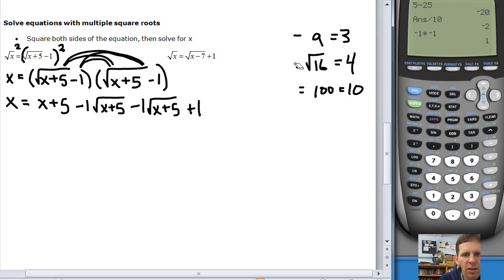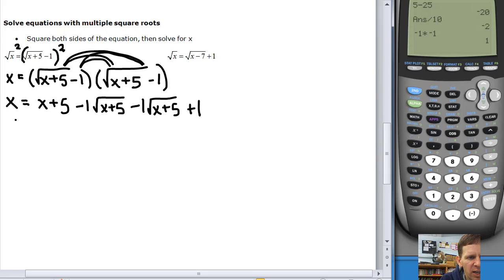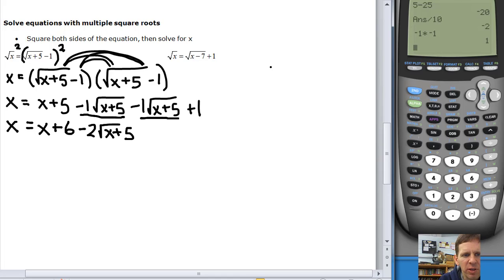Let's get this stuff out of here. So we're going to simplify some things on the right side of the equation. On the left side we have x. On the right side we have an x. We have a positive 5 and a positive 1. We're going to add the 5 and 1 together. That's 6. We also have a negative 1 root x plus 5 minus another 1 root x plus 5. When you combine this and this, you get negative 2 square root of x plus 5, for the same reason that if you took negative 1x minus 1x, you would get negative 2x. Negative 1 times the square root of x plus 5, minus another 1 times the same square root of x plus 5, gives you negative 2 square root of x plus 5.